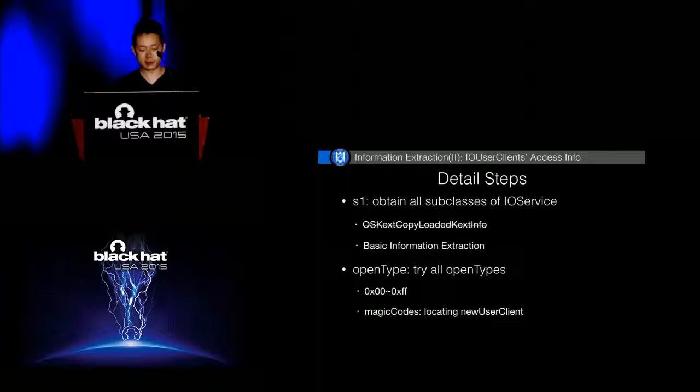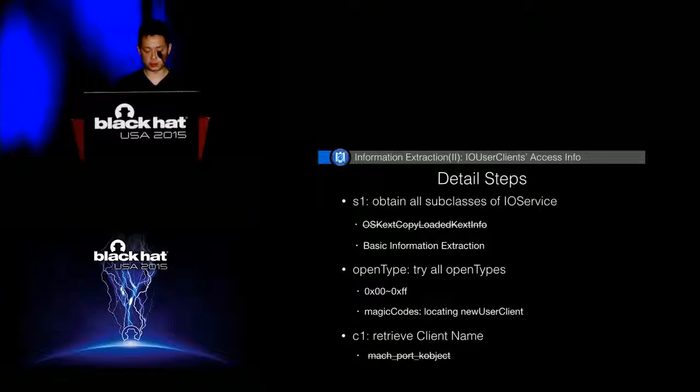For a few open types out of this scope, we need to locate the overwritten newUserClient address and then analyze it to get the open types. At last, we retrieve the client name C1 in the kernel, but mach_port_kobject is also banned, the same as in 8.1.3. Here we define another interface, mach_port_space_info, to retrieve it.